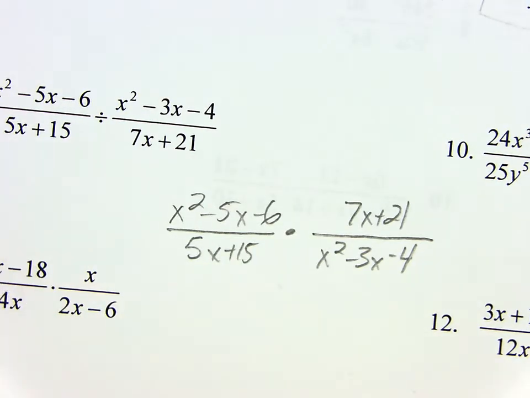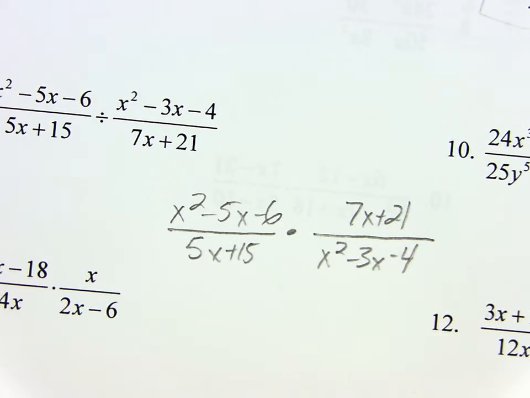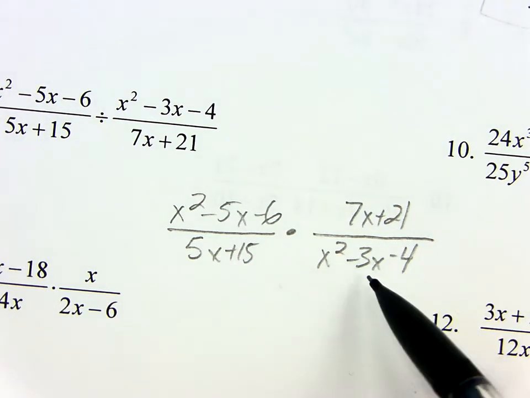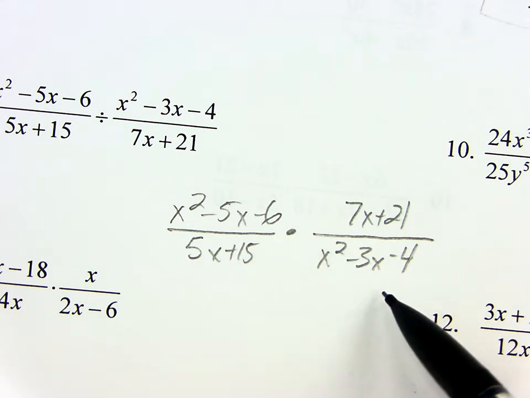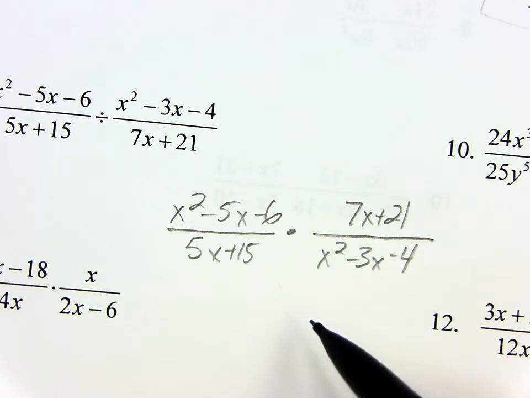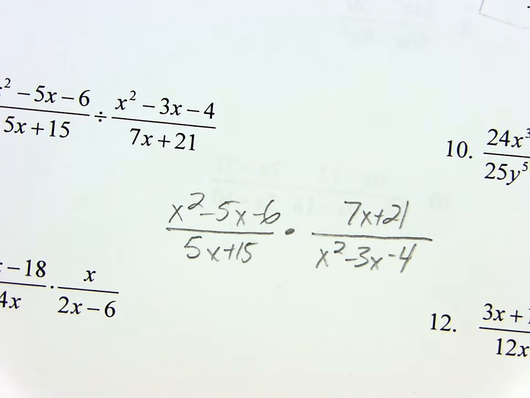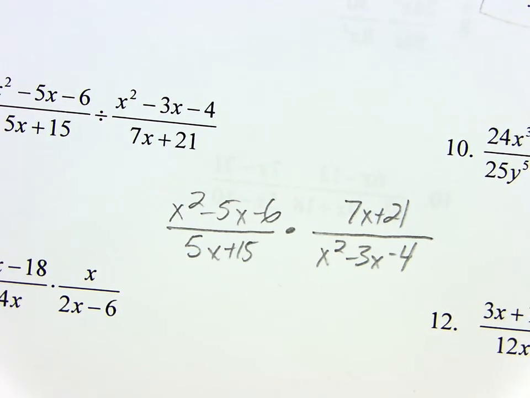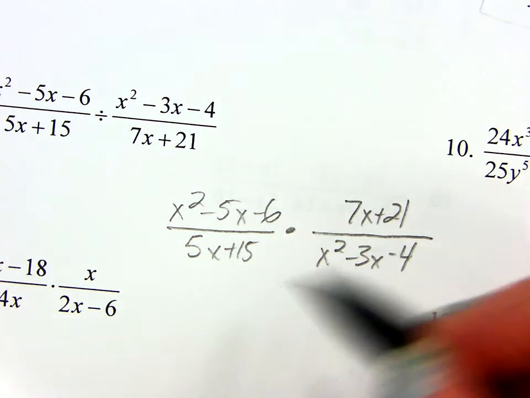Okay, so, oh, sorry. Okay, so I just did the first step. I did keep, change, flip. So you all did that first? You have to do that first. You cannot factor and cancel and then try and flip it. It doesn't work that way. It has to be first rewrite as multiplication and then do the multiplication steps in order. Factor, cancel, write what's left. All right, so I did all that.